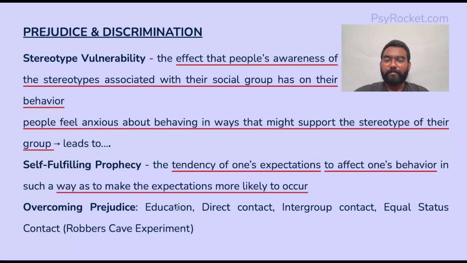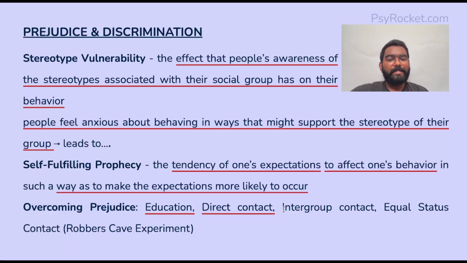So how can we in general overcome prejudice? One is definitely through education. Right now you are learning about how prejudices form, how attitudes form, what is discrimination and all, right? Obviously education will help in reducing those prejudices. Then there is direct contact. Suppose you have prejudice towards certain groups. If you interact with them directly, you might get to know that those prejudices are false.